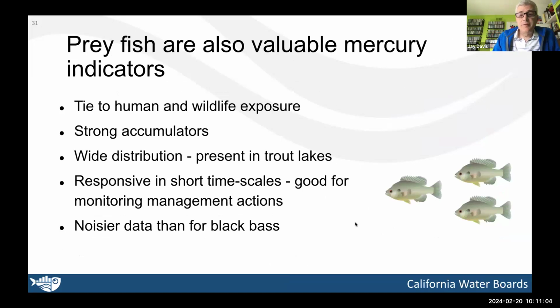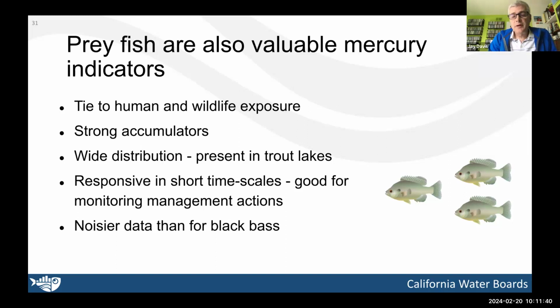Prey fish are also valuable mercury indicators, like the bluegill shown here. SWAMP has been doing prey fish monitoring for many years and collected a lot of bluegill for this. Prey fish have a connection to both human and wildlife exposure. They're also good accumulators, widely distributed. And one advantage is that there are a lot of lakes in California where trout are present and bass are not present, especially at high elevations.